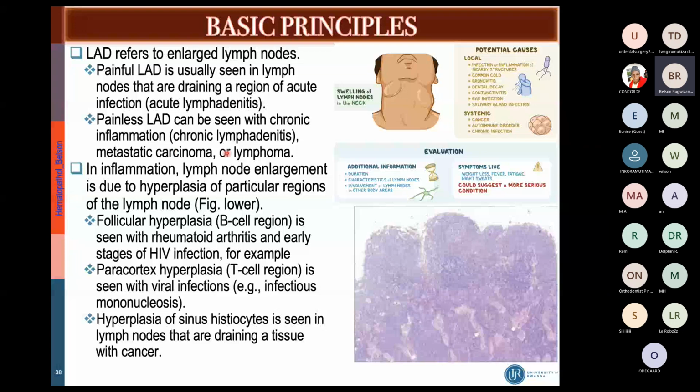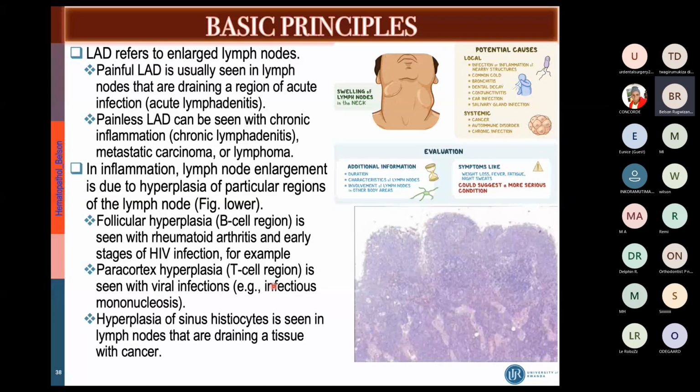So in inflammation, lymph node enlargement is due to hyperplasia of particular regions of the lymph node. Usually we have germinal centers, and also the parasinuses, which are increased in size. Follicular hyperplasia involves the lymph node germinal center. Paracortex hyperplasia is where T cells live, and is seen in viral infections such as infectious mononucleosis and so on. Hyperplasia of the sinus histiocytes is seen in lymph nodes that drain a tissue with a cancer.